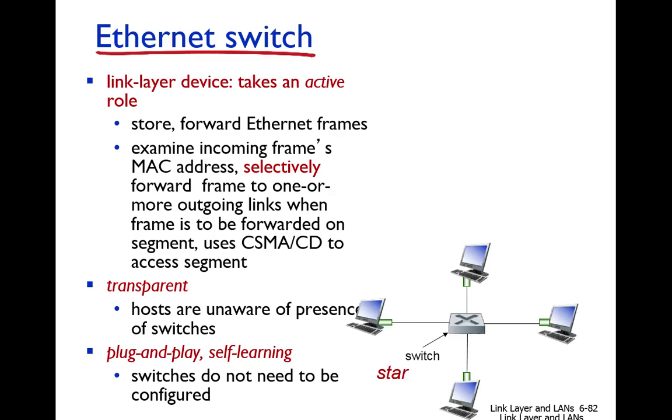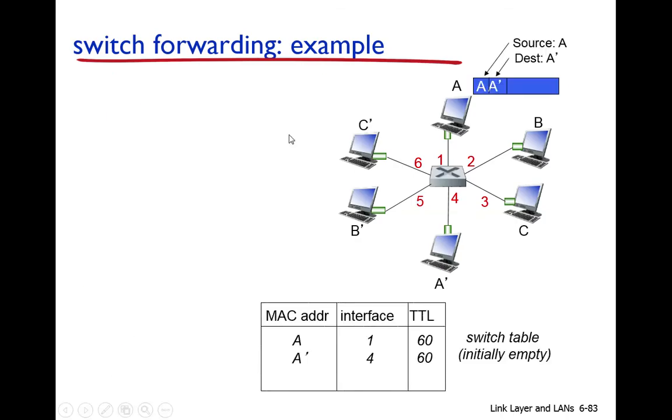So another important characteristic of the switch is that it is transparent. The host doesn't know that there is a switch. The switch is transparent to the host. The hosts are unaware of the presence of switches, and it is plug and play. We will discuss how this forwarding table is built up. It is built up automatically. So it's plug and play. You just have to plug in the devices and start them running, and the switch will automatically build up this forwarding table.